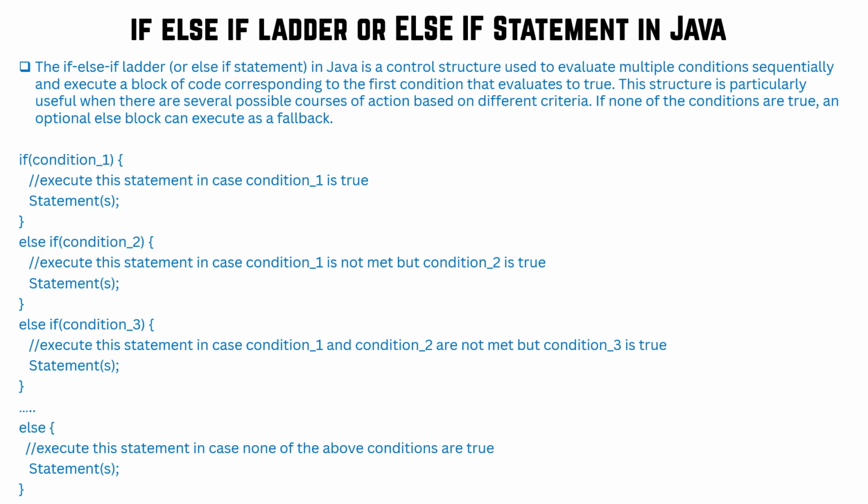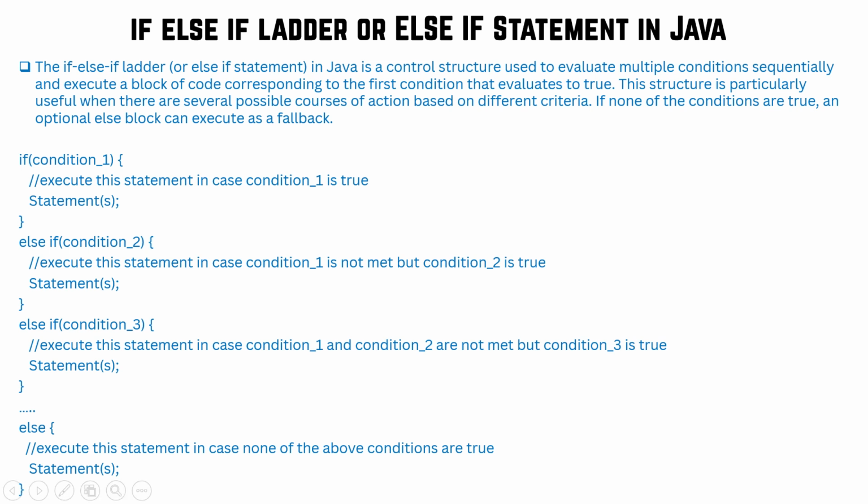So in case you are having more than one condition, you can go for that one. It executes a block of code corresponding to the first condition that evaluates to true. The structure is particularly useful when there are several possible courses of action based on different criteria. If none of the conditions are true, an optional else block can be executed as a fallback.